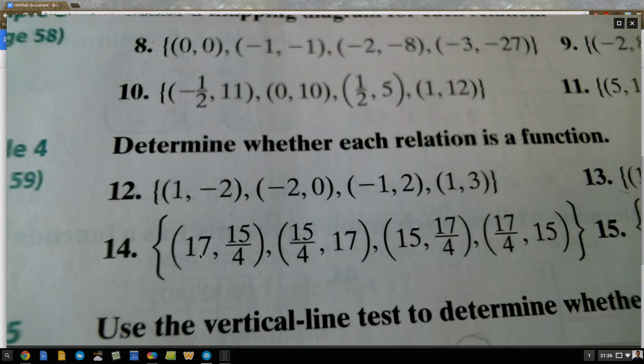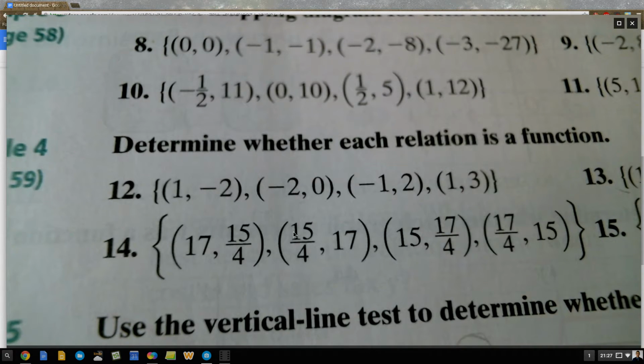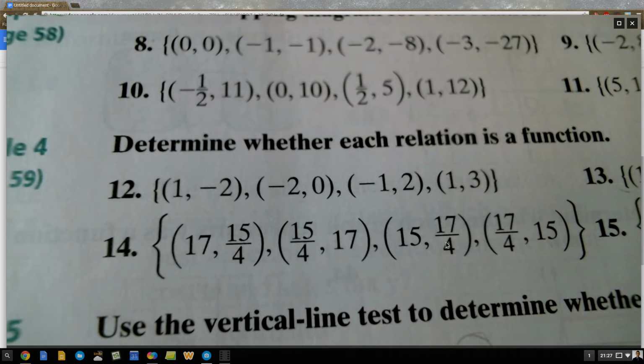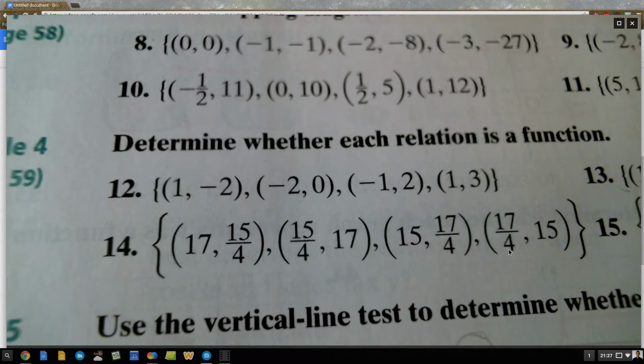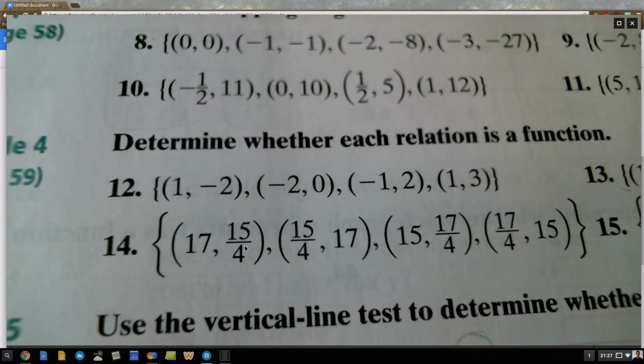So let's see if it's right or not. Any other 17 inputs? Nope. So this works. How about 15 over 4? 15 over 4 goes to 17. So 15 over 4 can only go to 17 because you can only have one output. And once again, this checks out because there's no other 15 over 4. And 15 goes to 17 over 4, good, there's only one output. And then 17 over 4 goes to 15, only one output, perfect. So number 14 is a function because for every input, you only get one output.